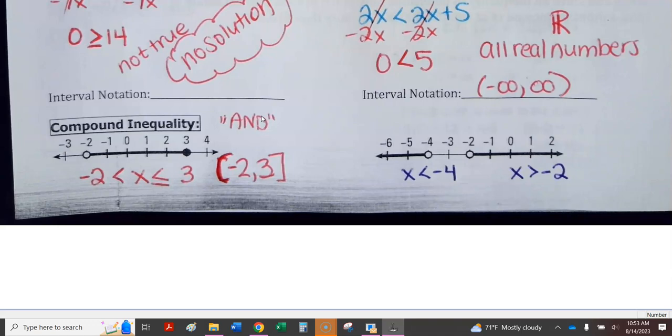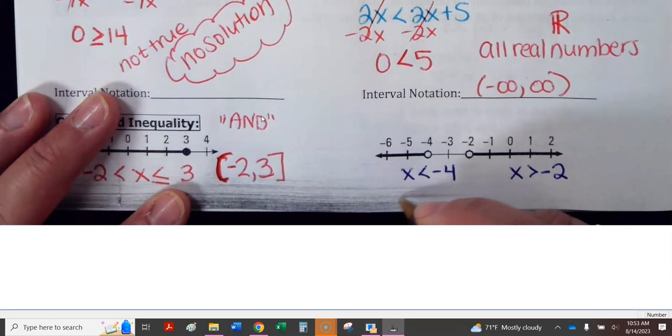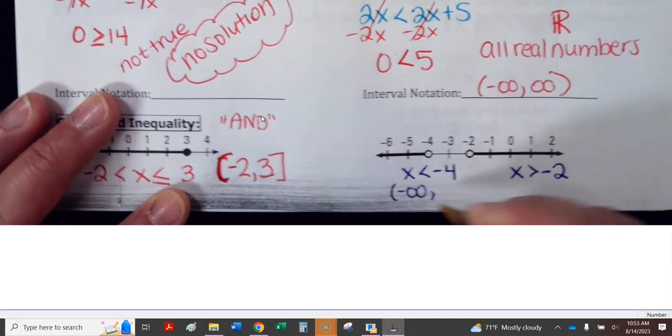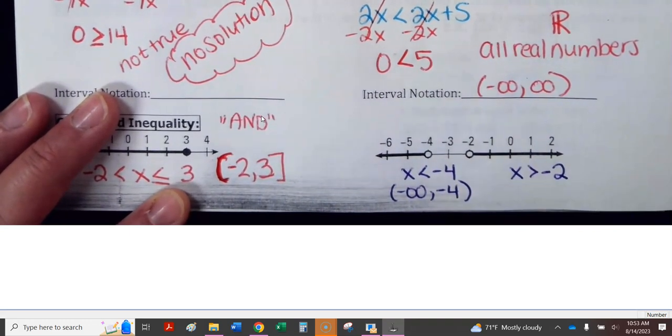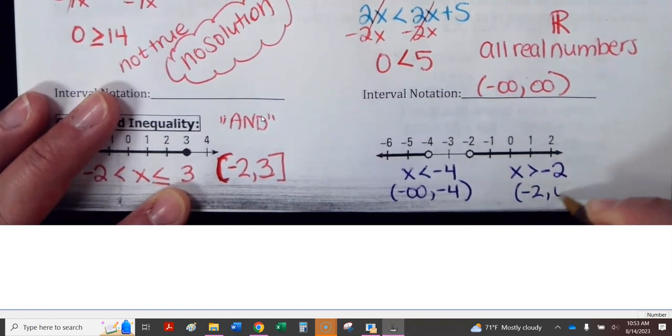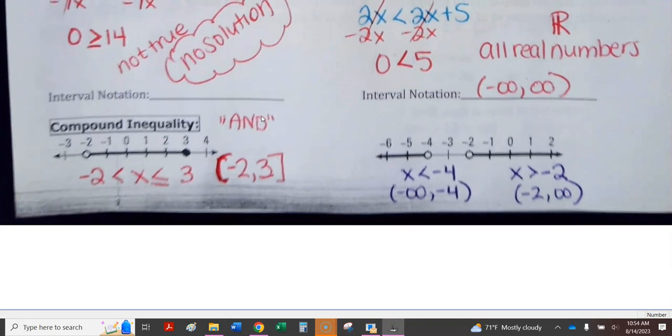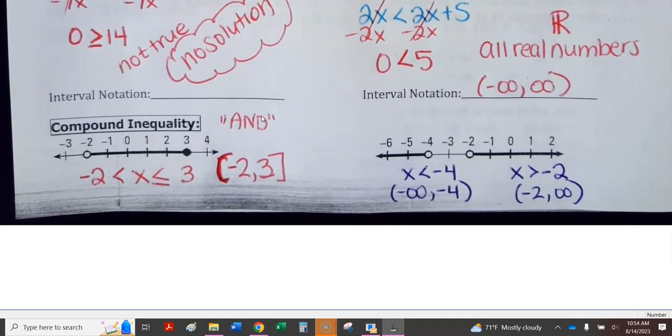And when you do the interval notation here, you just have two intervals. So you write an interval to represent the first one from -infinity to -4. And then also we have from -2 to positive infinity. So we just have two separate intervals that would work. Anybody have any questions?